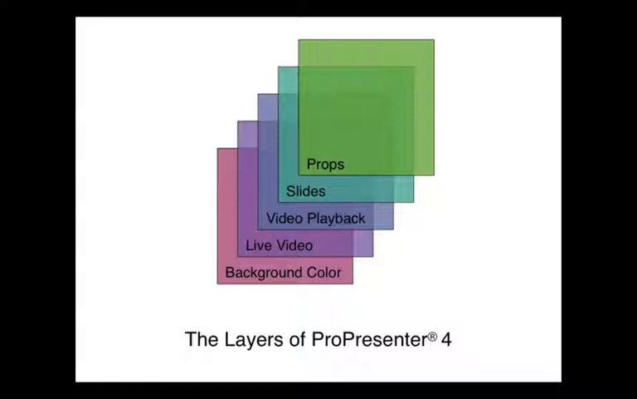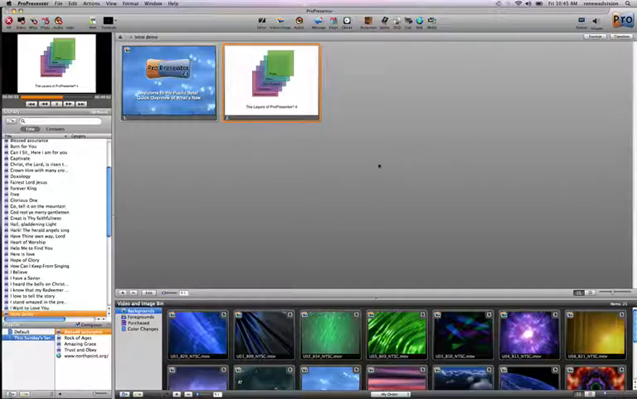So these new layers, you can think of them, if you're familiar with Photoshop, one just kind of builds upon the other. A great new addition that we have in ProPresenter is the ability to actually have a background color not only globally, but also on a per document basis as well as a per slide basis. So those are the layers of ProPresenter 4.